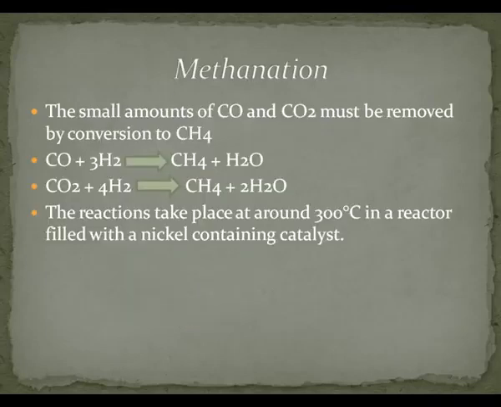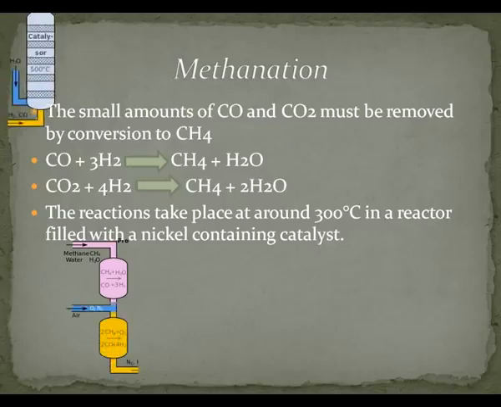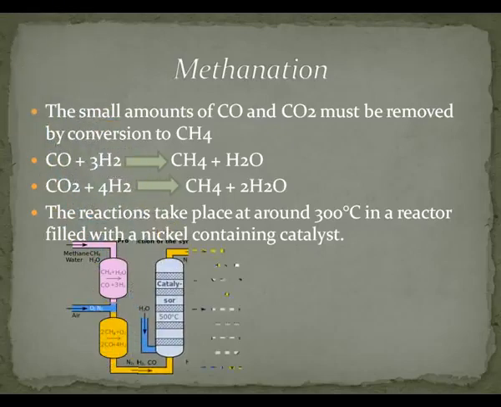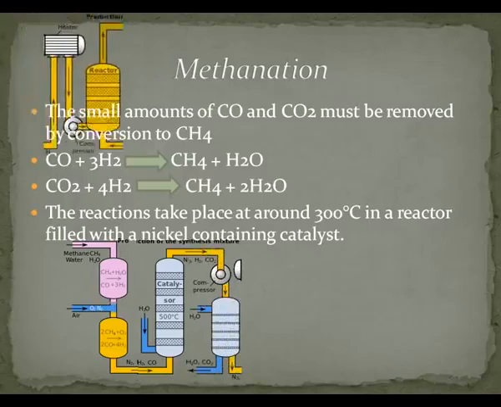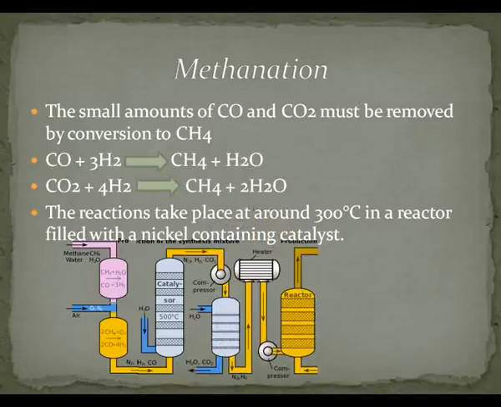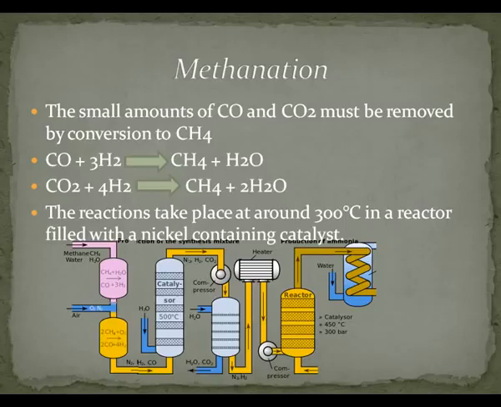Now the next process is methanation. Still, there is a small amount of carbon monoxide and carbon dioxide remaining in the process, which need to be converted to methane. The reaction takes place at around 300 degrees Celsius in a reactor filled with iron-containing catalyst, as you can see in this diagram.